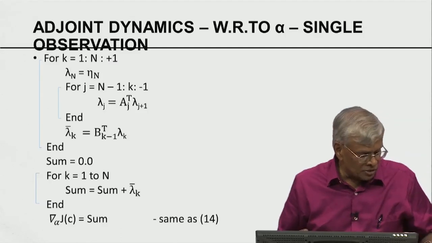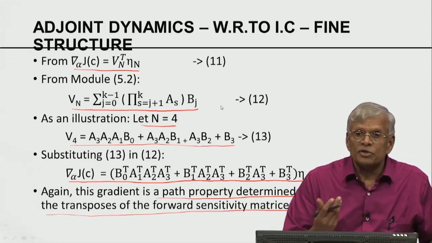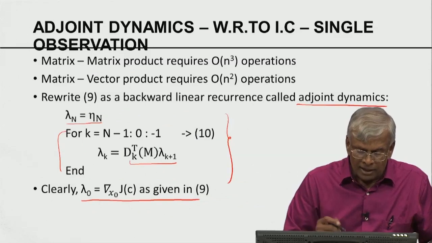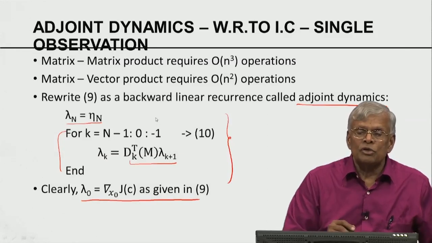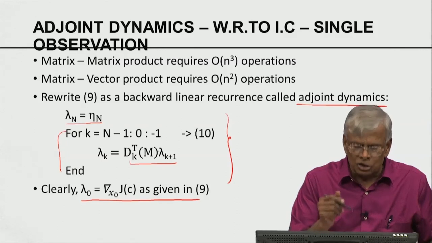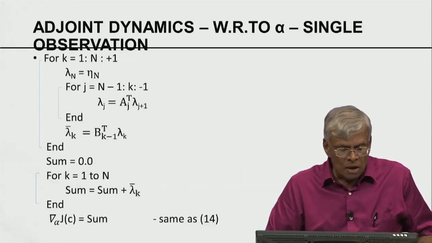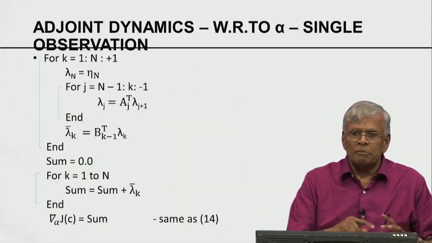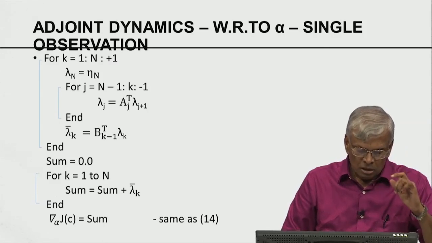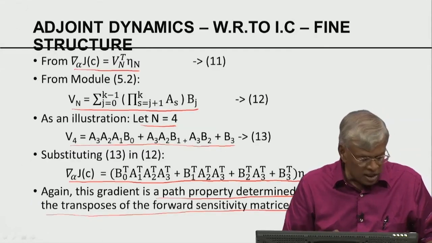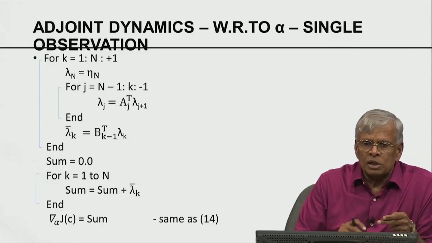Now we are going to express the computation of the adjoint sensitivity with respect to the parameter in the form of pseudo code. I would like to remind you, equation 10 in slide 7 gives you the pseudo code which represents the backward recurrence in the computation of adjoint sensitivity. Now this represents the backward code for the computation of adjoint sensitivity with respect to the parameter. Initial condition there, parameter here. Because of the complexity of the expression in 14, this program is slightly more involved.